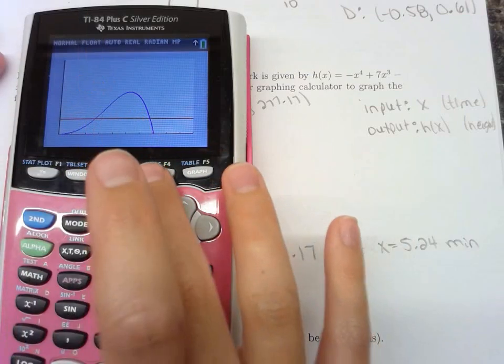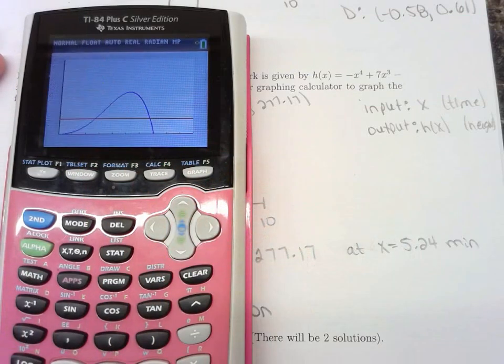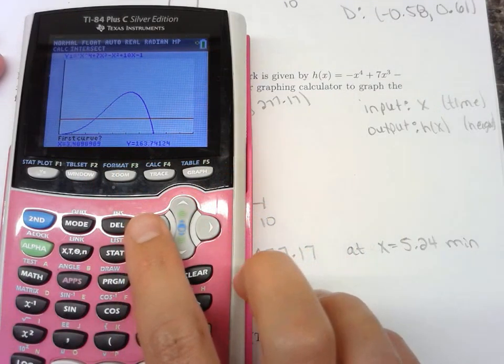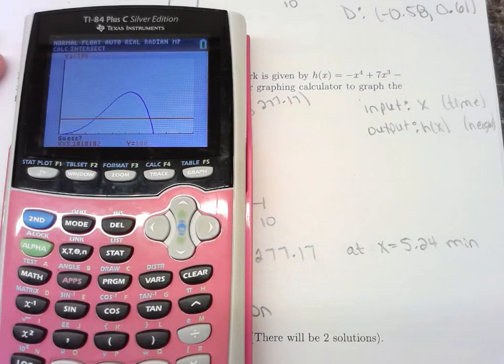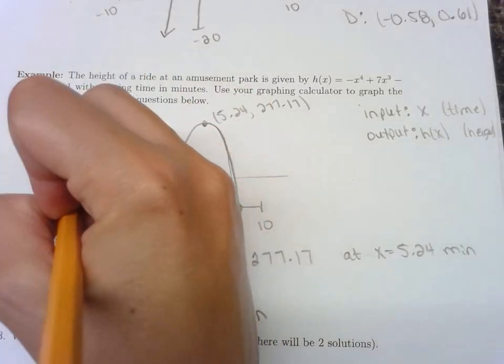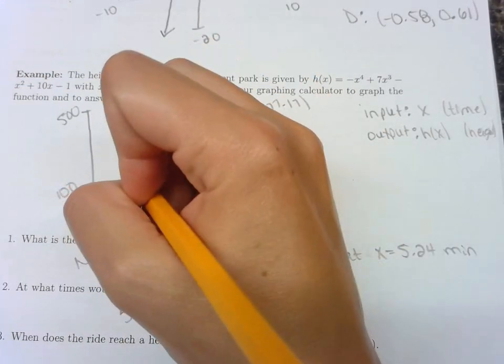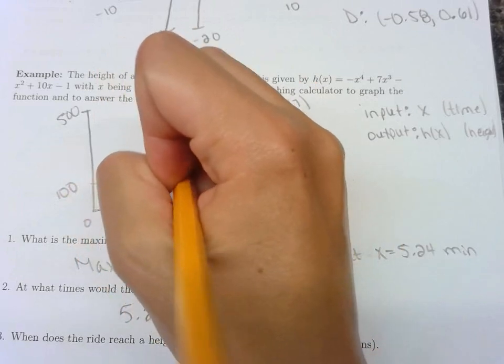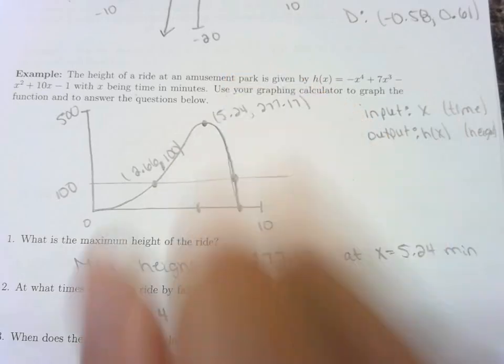Which we've done with our calculator. We've used the intersect function. So first curve, I'm going to hover around the first intersection point, second curve, enter, and then I want it to guess. I'm going to go ahead and draw that in. So this is 100 feet approximately here. This point is approximately 2.66, 100. And then we want to find this point.